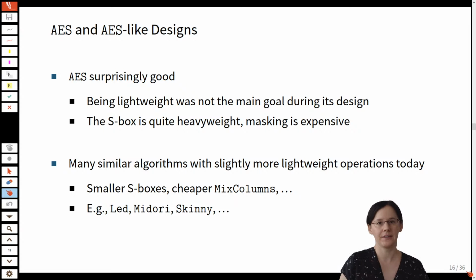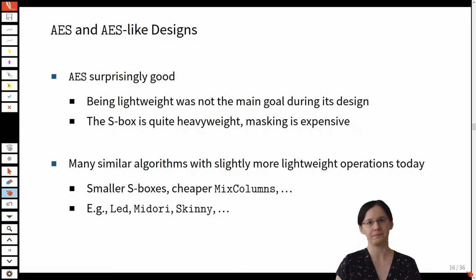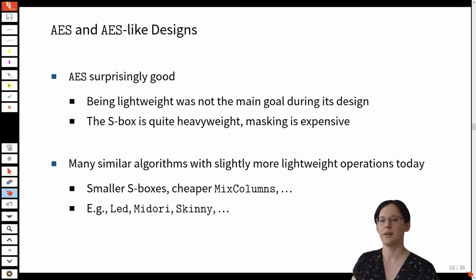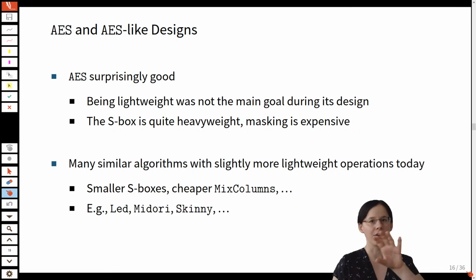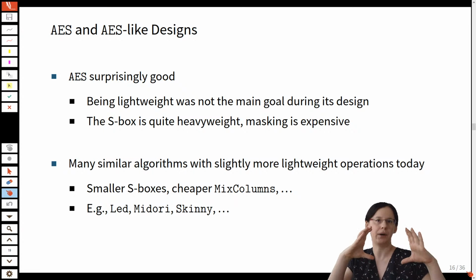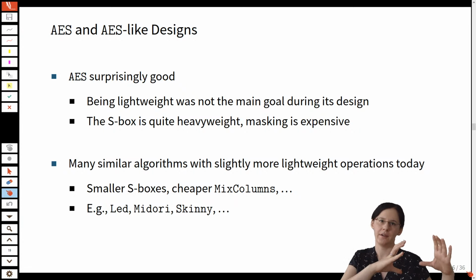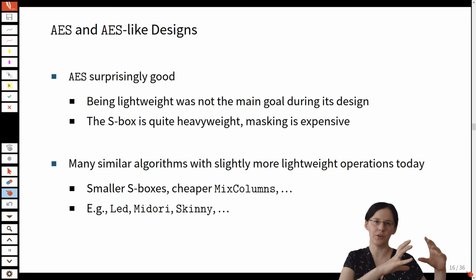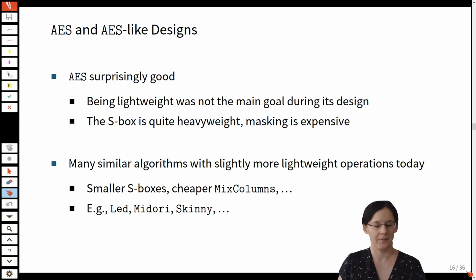You can also try to do things like a cheaper mixed columns implementation or definition, which has, for example, more zero entries in the matrix so that it doesn't have the fully blown matrix operation. Or it can be a matrix that you don't just write down with many big coefficients, but this matrix could be the power of some simpler matrix, which only has a few non-zero entries. And if you execute this several times, you get the big matrix. This is a strategy that sometimes works if you have very low area requirements.